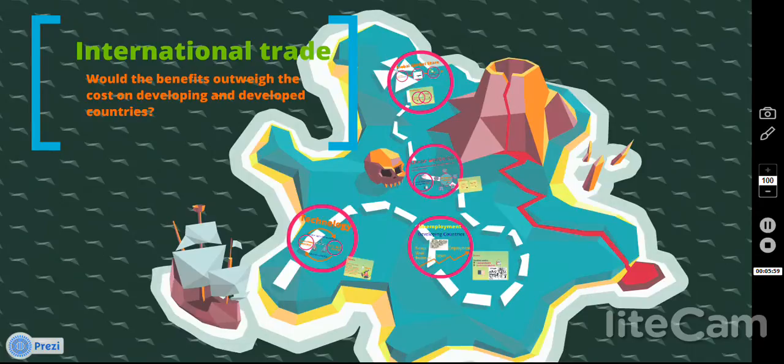Overall, by way of conclusion, while people are enjoying the benefits of international trade, it will also bring externalities to the countries or people.